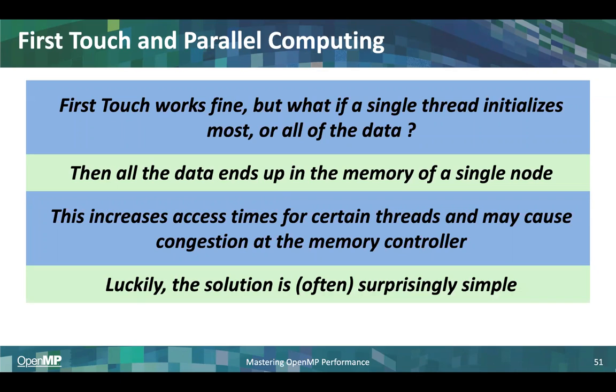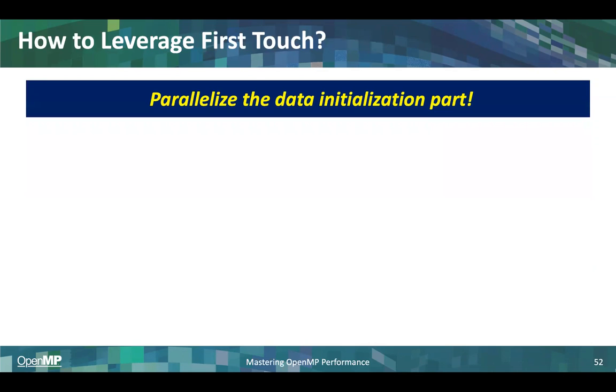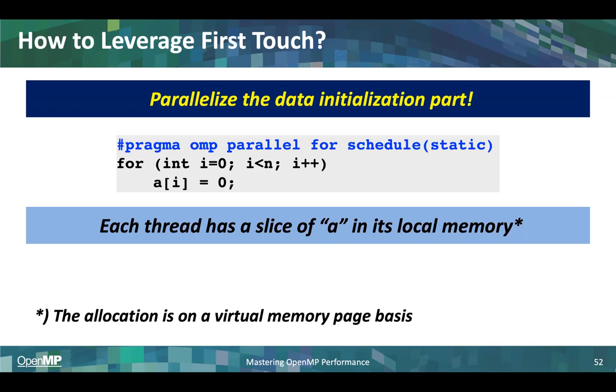Now, luckily, the solution is often, not always, but often surprisingly simple. Parallelize where the data gets initialized, because remember, that's first touch. That's when you first touch the data. And here's an absolutely trivial example. I have a loop that initializes A to 0. If I didn't do anything in terms of parallelization, this loop would be executed sequentially. And that means the master thread, the main thread, would own all that data. That's probably not what I want, and you can very easily solve that by executing this in parallel.